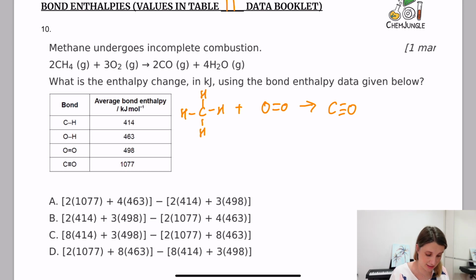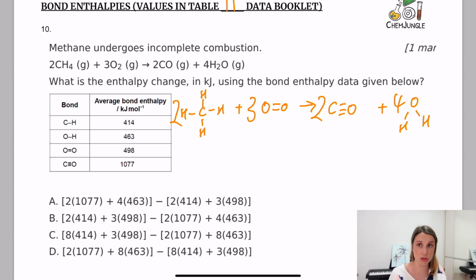If you didn't know that, there's a big clue because it's the only one that's in the table here. And then you've got the water, which is like this. So overall, I've got 2 of these, and then I've got 3 of the oxygens, and then I've got 2 of the carbon monoxides, and then I've got 4 of the waters. So this is really going to help me to work out how many bonds I've got and what things I need to times together with each other.